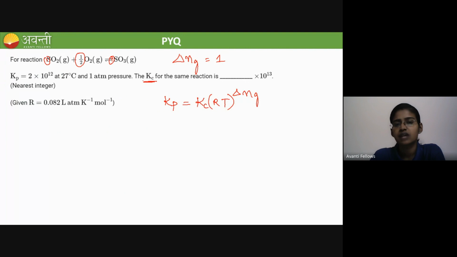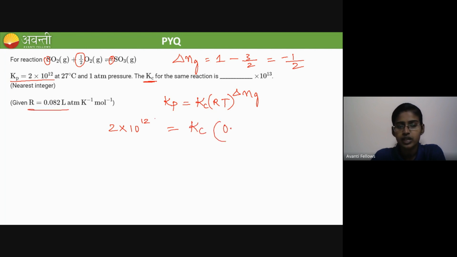What is 1 plus half? It is 3 by 2, right? So I have to subtract 1 minus 3 by 2. It will be equal to minus 1 by 2. So in place of delta Ng, substitute minus 1 by 2, and Kp is given in the question. Substitute Kp as 2 into 10 to the power 12, which is equal to Kc. R value is also given.